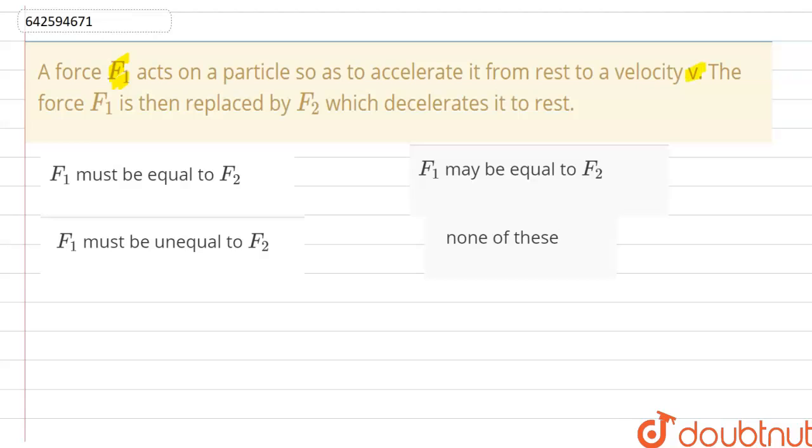In this question, a force F1 acts on a particle so as to accelerate it from rest to a velocity v. The force F1 is then replaced by F2, which decelerates it to rest.